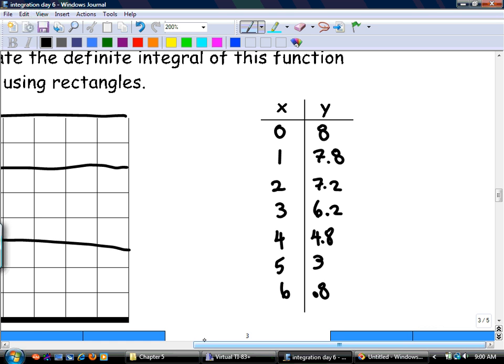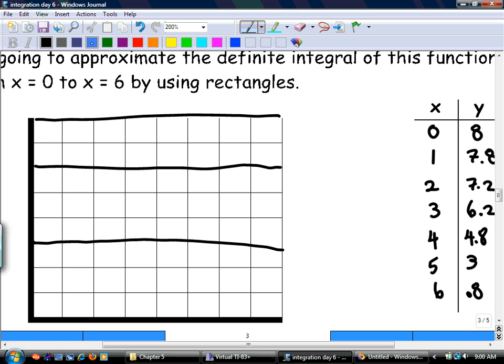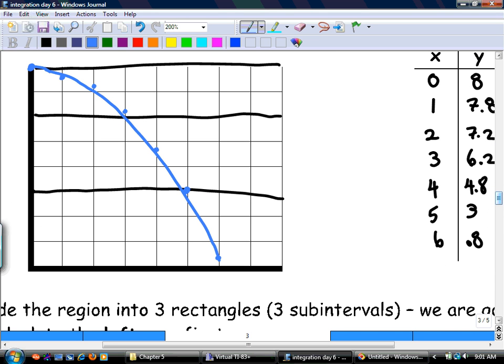Okay. So, I'm going to draw the shape again. Okay, so you draw the curve again. Now, it says break the region into three rectangles, three subintervals. So we're going to start at 0, and we're going to go to 6 using three subintervals. What's the width of the rectangles going to be? 2. The obvious question is, well, why is it 2? 6 minus 0 divided by 3 is 2.